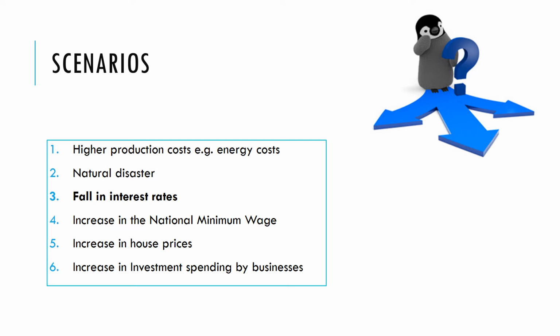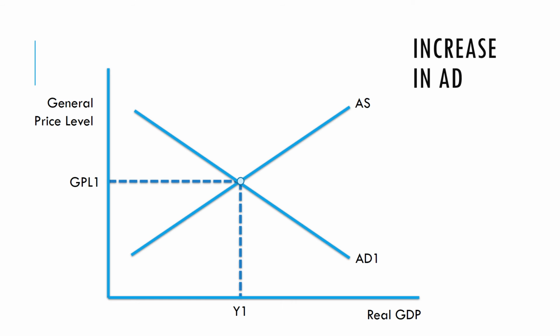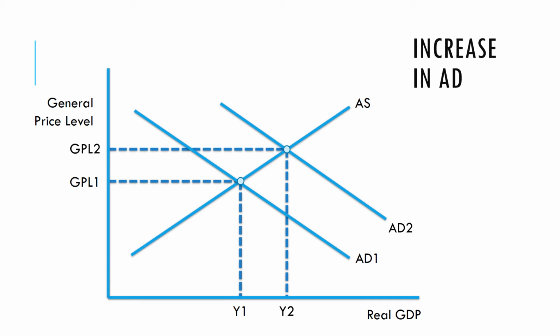Our third scenario, what about a fall in interest rates? Would that affect AD or AS, and how would we alter the curves? Well, a fall in interest rates would normally increase consumption and investment, causing an increase in aggregate demand, which would move our economy from this equilibrium position. There would be pressure to move the economy to expand along the AS curve and move to this position in equilibrium. So a higher level of price and a higher level of output.